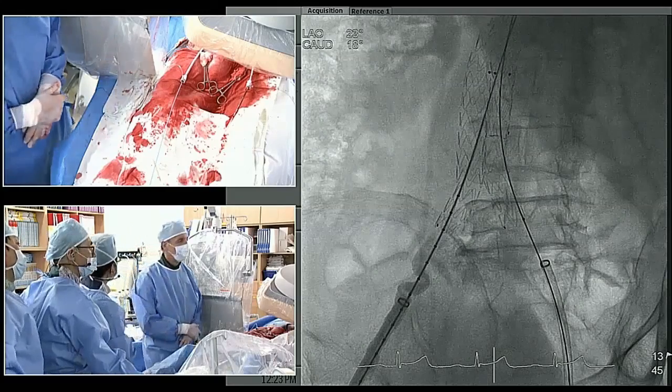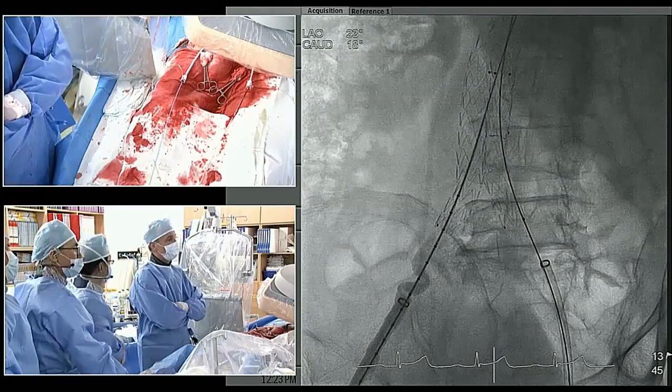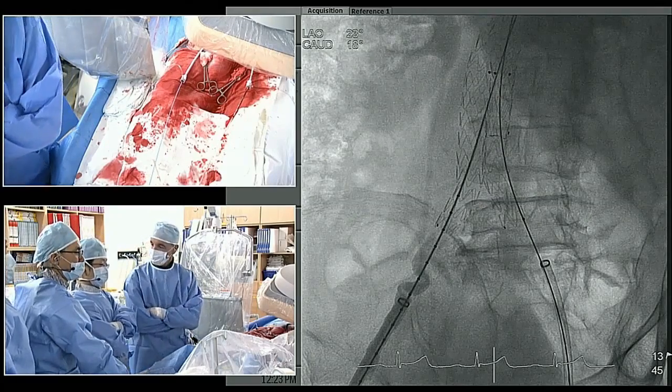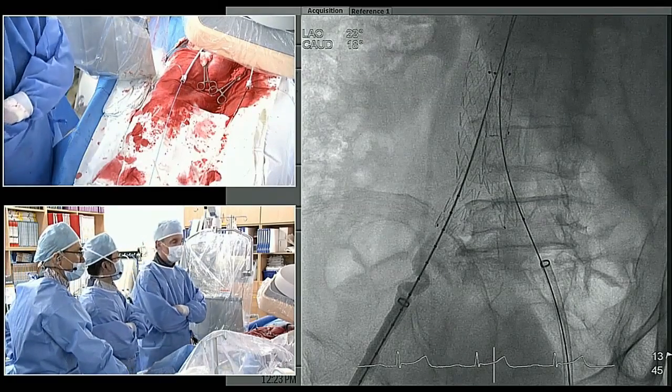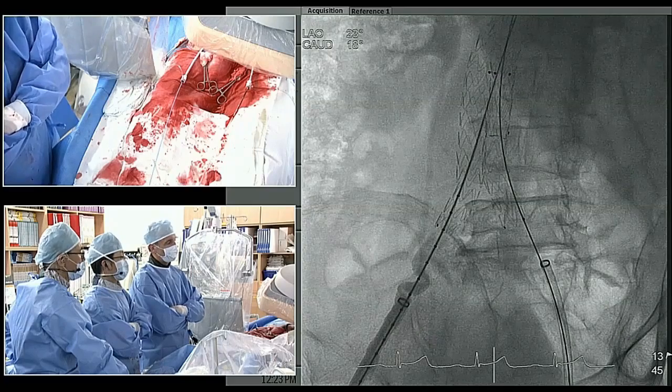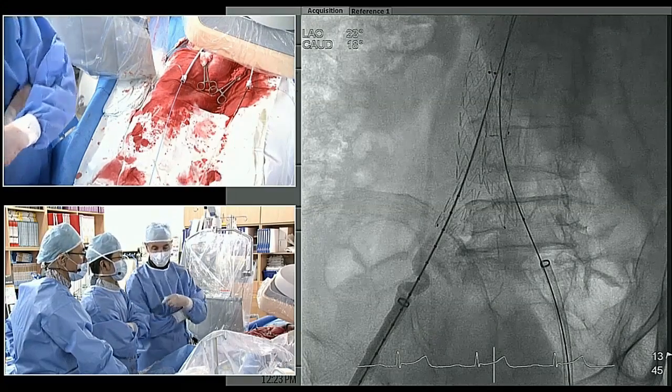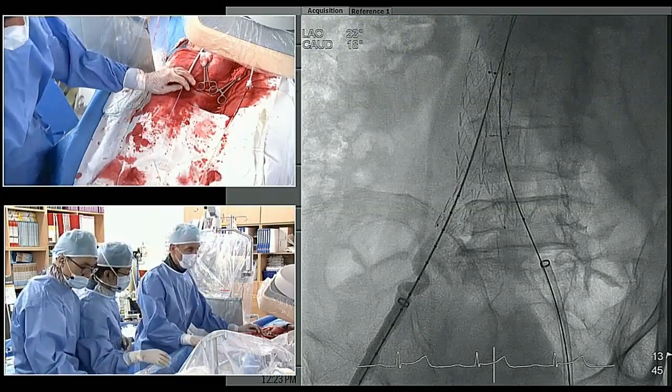I don't think so. No, do you guys want to do anything in the other room? We left it like that too. It looks like you have about 3 centimeters of coverage in the common iliac already, so you probably don't need to. I think we do, yeah. Let's take the balloon. Okay, we're going to take the balloon and finish up with the balloon.